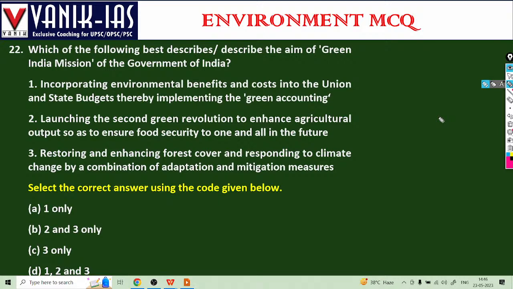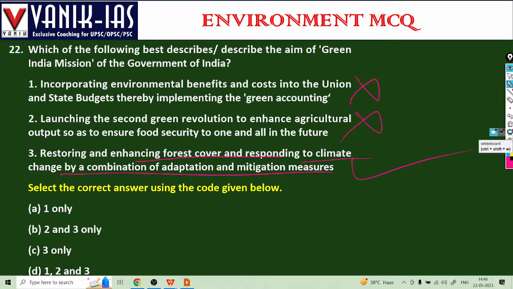Which of the following statements are correct with respect to Green India Mission? No, incorporating environmental benefits and costs into Union and state budgets, this is not Green India Mission. It's not about budgeting. Launching of second green revolution? No, it is not about agriculture. It is about restoring and enhancing forest cover, and responding to climate change by a combination of adaptation and mitigation measures.